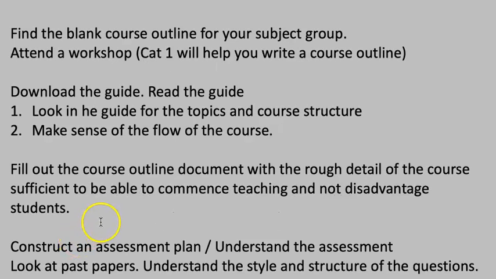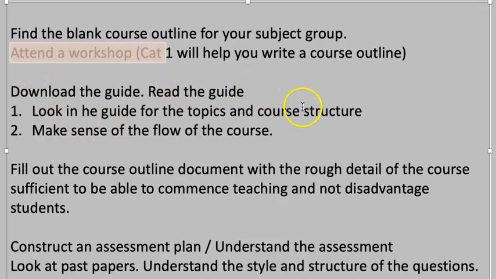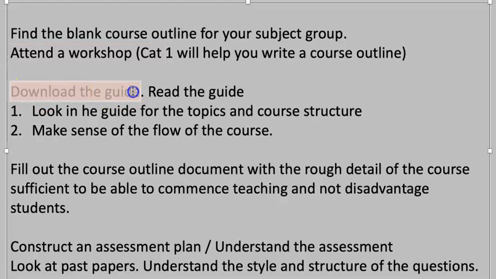First of all, we'll have a look at the blank course outline, and then we'll have a look at a few samples. It's always a good idea to attend a Cat 1 workshop because they will help you write a course outline, and that is part of the whole aim of Cat 1. The next thing to do is to download the guide. You might not read the whole guide, but go through it and get a really good idea of what's happening in there and the course structure. That will make a big difference for you.